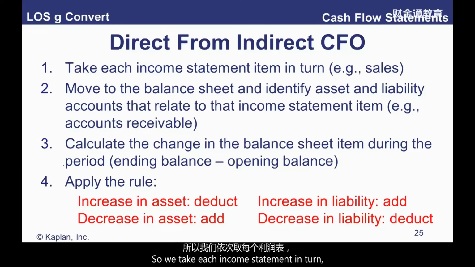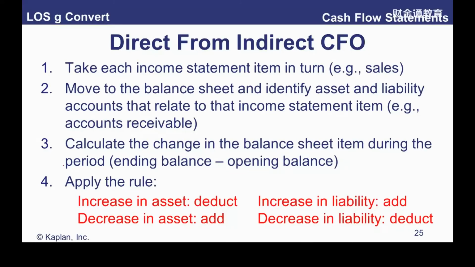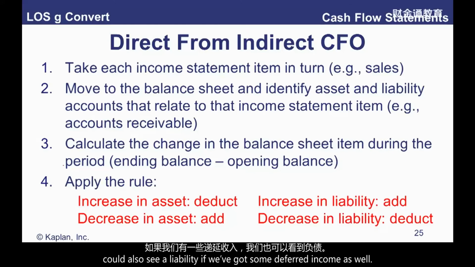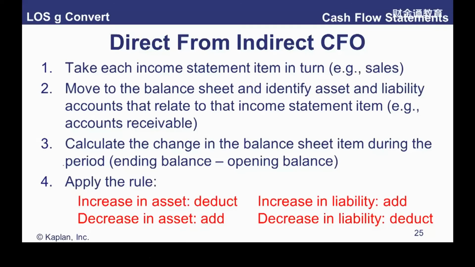So we take each income statement item in turn. We start off with sales. We then go into the balance sheet and look for any asset or liability that relates to sales. Now, of course, typically, it will be an asset, accounts receivable. Could also see a liability if we've got some deferred income as well. Unlikely, as I said, in the exam, but you never know.